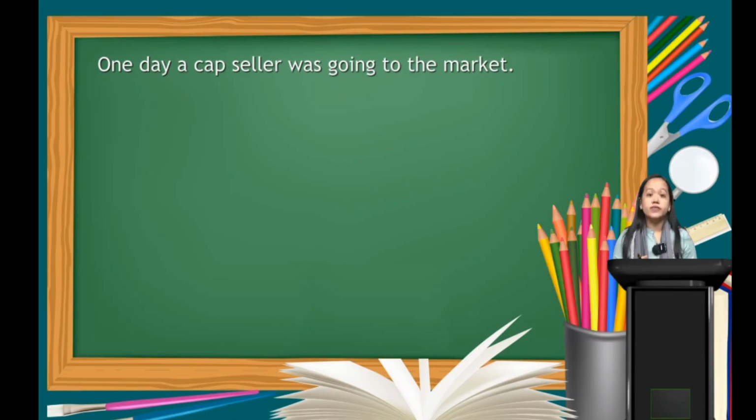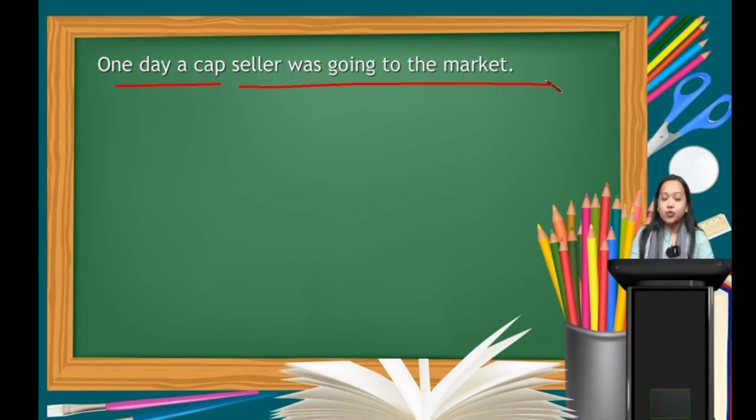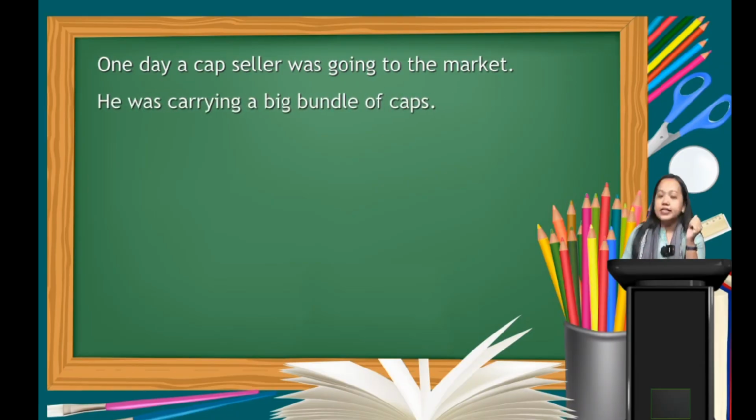Okay. So now, my dear students, what will we do? We will see all the sentences that we made with those few words. We will see those sentences all together. Okay. So now we can see a cap seller was going to the market. This is the first sentence that we made with those little words, right? Second sentence, what did we make?